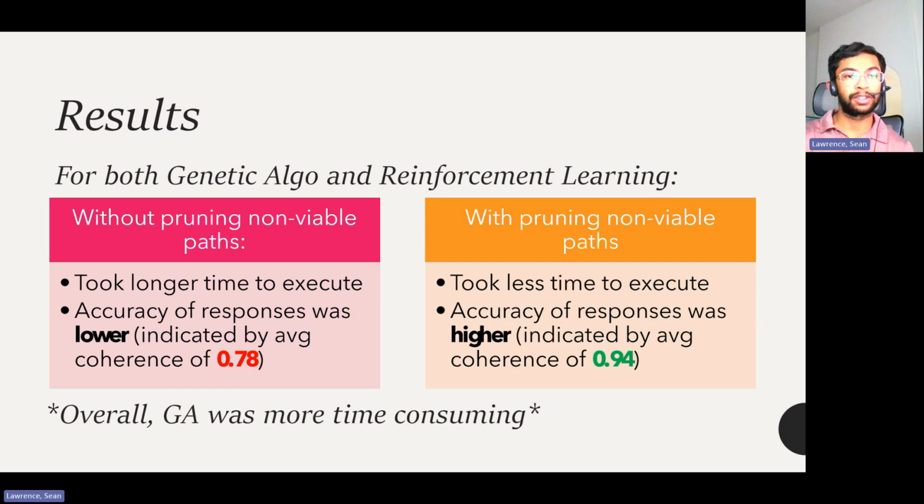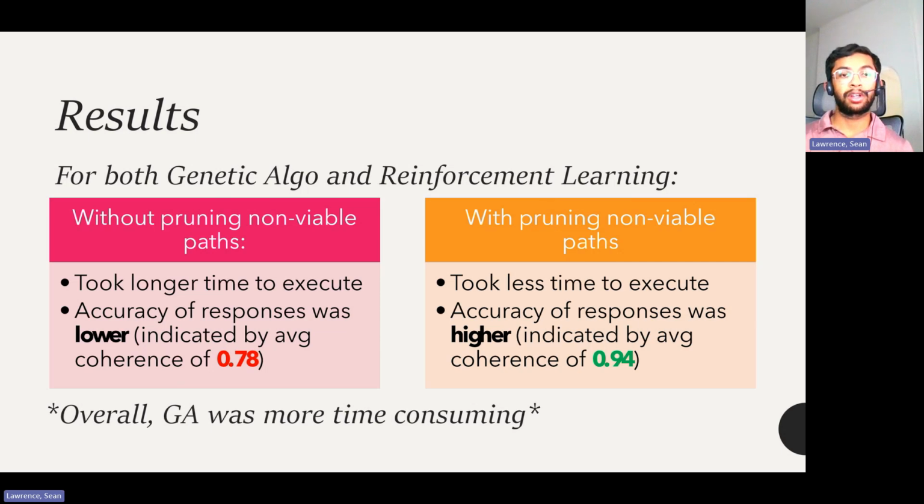So as for the results, I conducted one test where I had a prompt and generated a response using the model based on that prompt. Then I had another script that did the same thing but pruned the non-viable paths. So we were comparing them in that way. This is done for both the genetic algorithm and the reinforcement learning. When training without pruning, the response accuracy was not very high, and the time it took to generate the responses was also relatively long for both the genetic algorithm and the reinforcement learning.